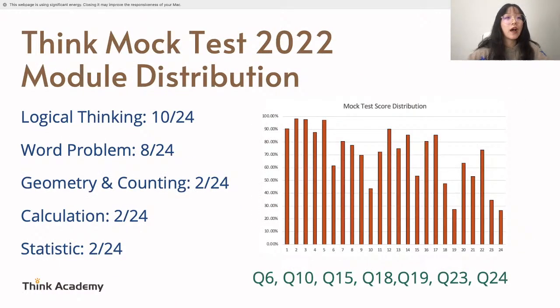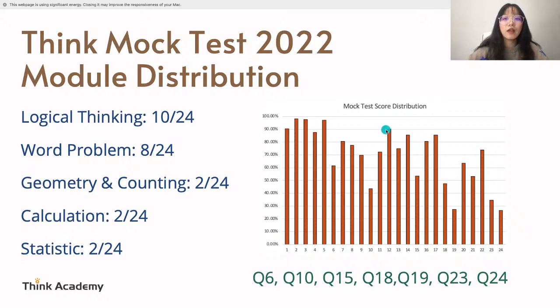Our mock test module distribution really follows the real competition. We put in a lot of logical thinking, as we can see from studying past tests. When we move on to the 5-point questions, there is a lot more logical thinking and word problems. That's why in this round we have more logical thinking and word problems showing up in our mock test. Geometry and calculation are also popular, rising modules in the statistics.